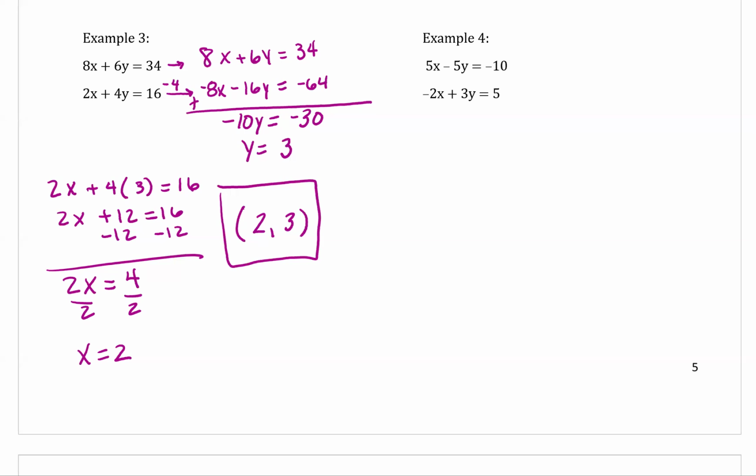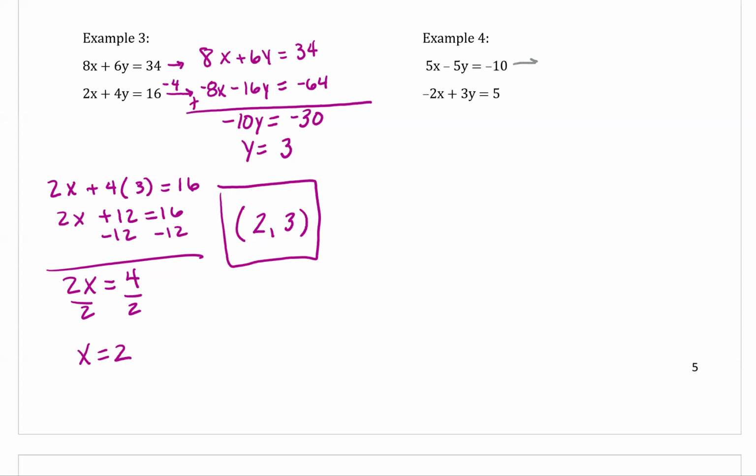Example 4. You'll notice that both x's do not have opposite coefficients, and both y's do not have opposite coefficients. So we're going to have to multiply both equations by a number. And it's just a matter of whether you want to eliminate x or you want to eliminate y. I'm going to elect to eliminate y.